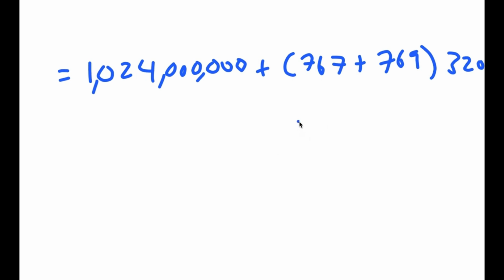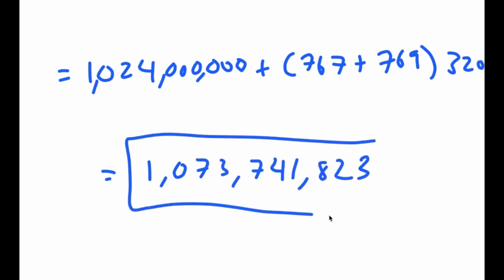So let me add all of this up. You can actually do this on paper if you want, but just to make this easier, I'm going to use a calculator to add all this up. So if I add all of this up, I get 1,073,741,823. So this is my solution.